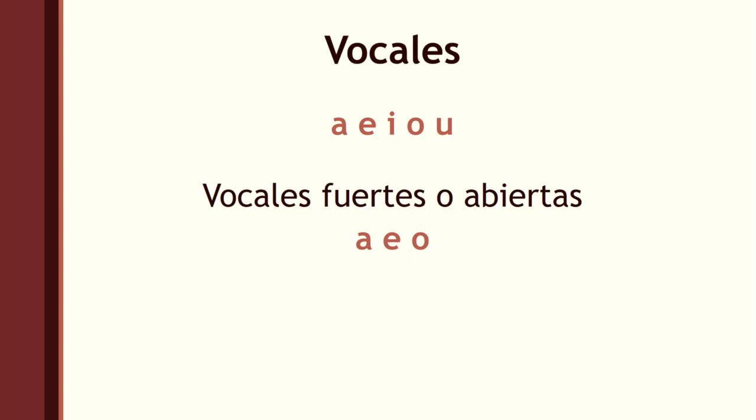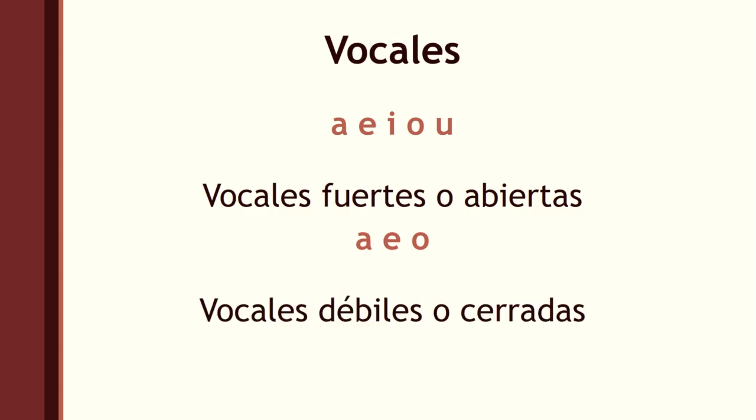They're called both ways. And then we have vocales débiles o cerradas, and again it's kind of the same principle. They are I and U, and they're called débiles because they are usually not the ones that carry the stress in a syllable. And they are also called cerradas because of the position of our mouths. When we pronounce them, we have to kind of close our mouths. Okay, so try to say I, U. See, you have to close your mouth.